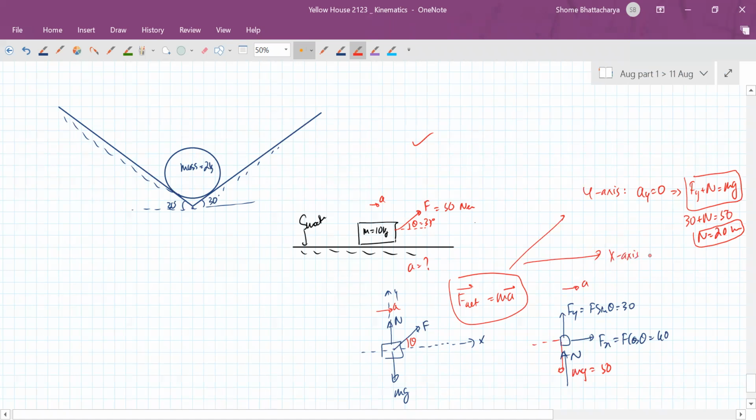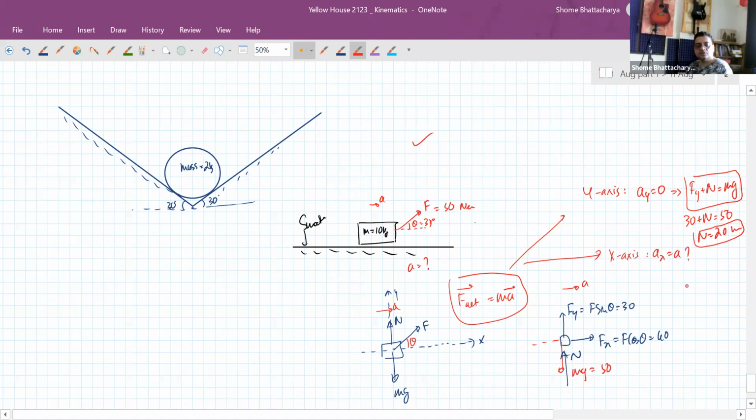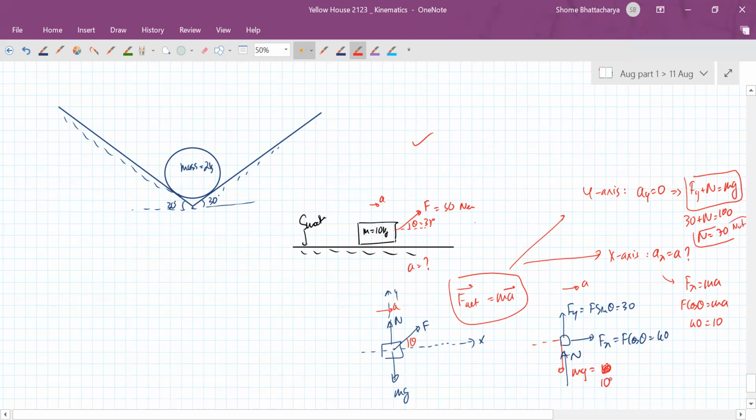And along the x-axis, our acceleration is how much? A, which we have to find out. So net force is how much? Fx. So that has to be equal to ma. There's no other force. So F cos theta in this case has to be ma. So 40 newtons is equal to the mass, which is 10. Oh, sorry, the mass is 10. So the weight should be 100. My mistake. Not 50. So the weight is 100 newtons. So normal reaction in this case will be 70 newtons. Okay. So this is 100 newtons.